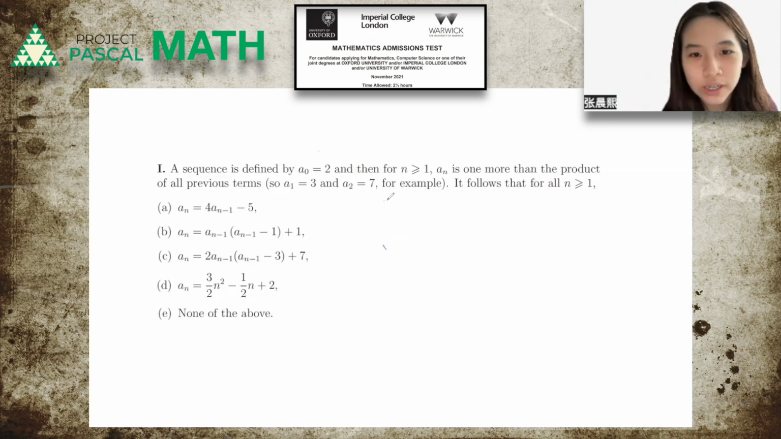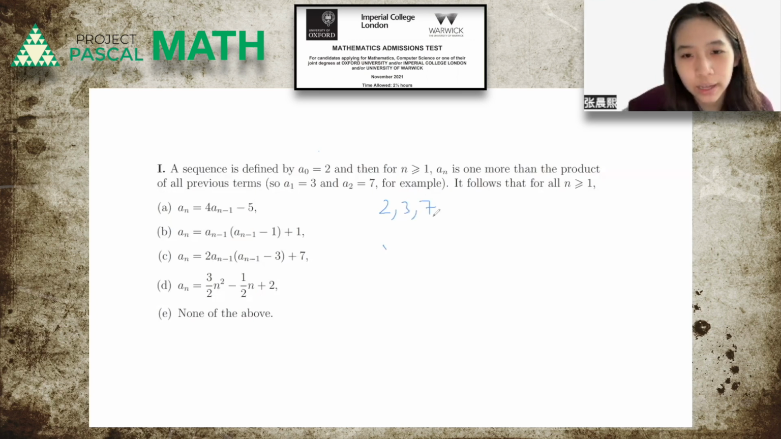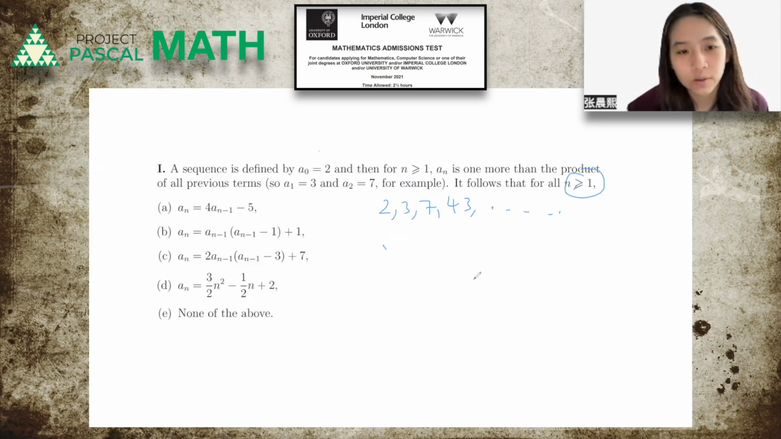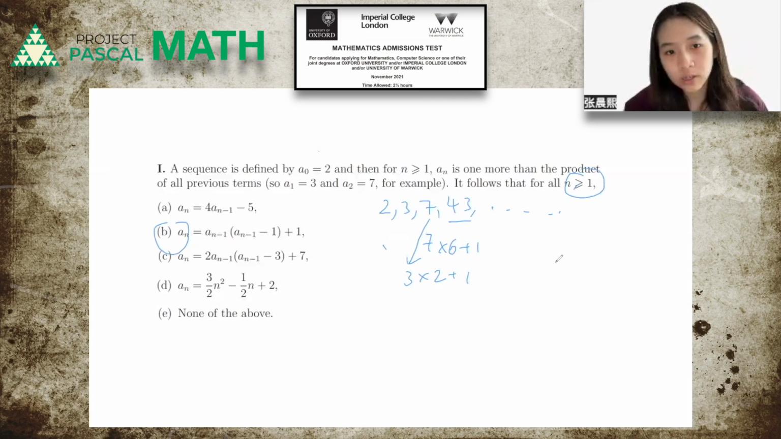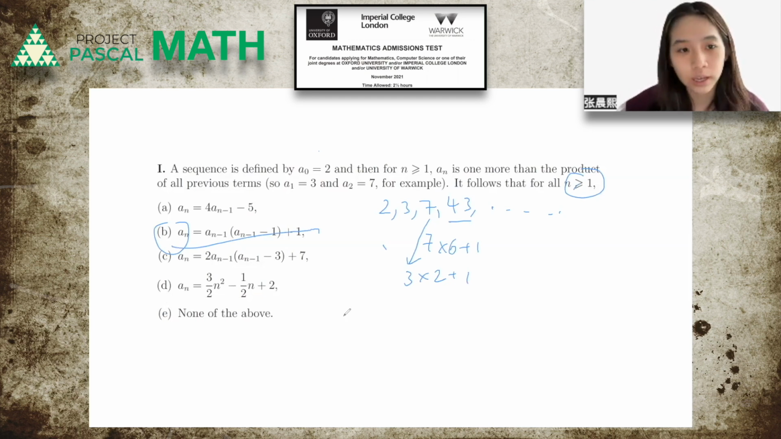Okay. So this question's like 2, 3, 7, and then 43, and then so on. Well, I mean, they're asking you to check for n greater than or equals to 1. And you sort of realize that this is equals to 7 times 6 plus 1, and this is equals to 3 times 2 plus 1. I mean, you're not required to do so, but you can find that this actually does make sense by some induction, which is pretty easy. I can do it for you.